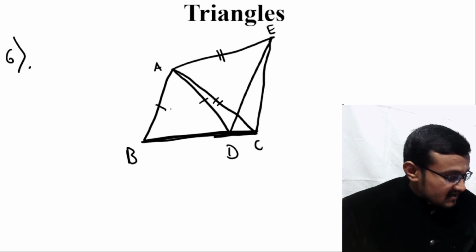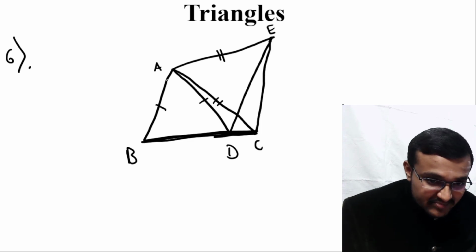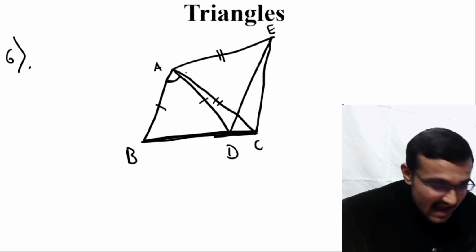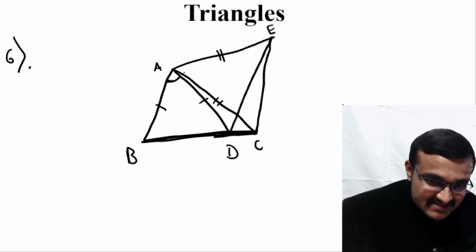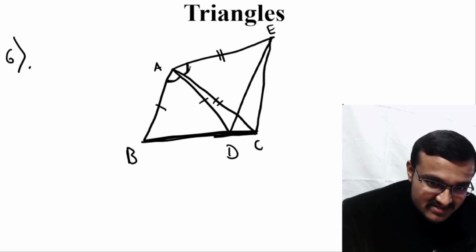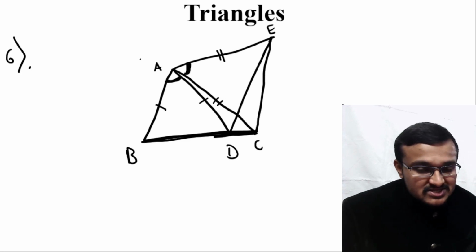Based on this, they have also given this particular angle BAD, not this center part, only BAD, and this particular angle EAC. So the center angle you should not consider. You have to consider this angle, that is EAC, and this angle, that is BAD. So these two are equal.